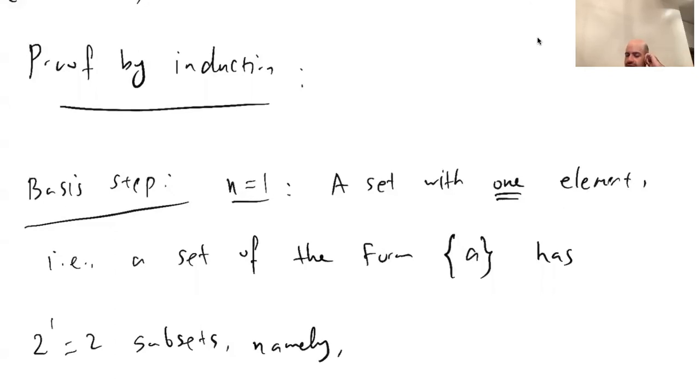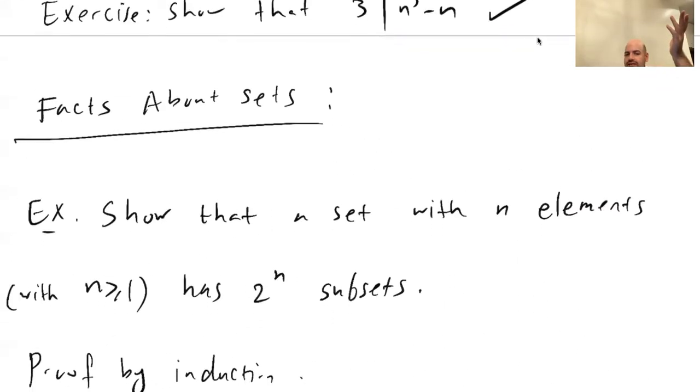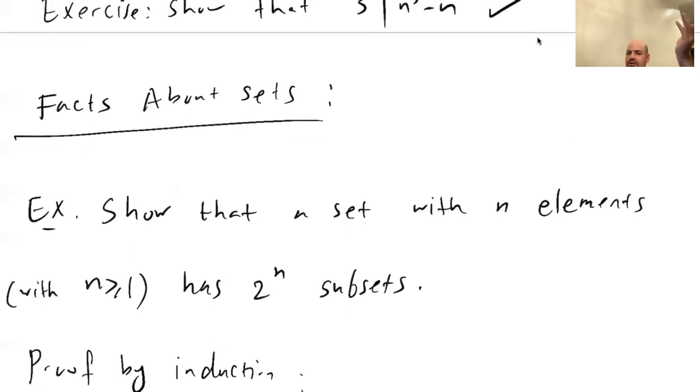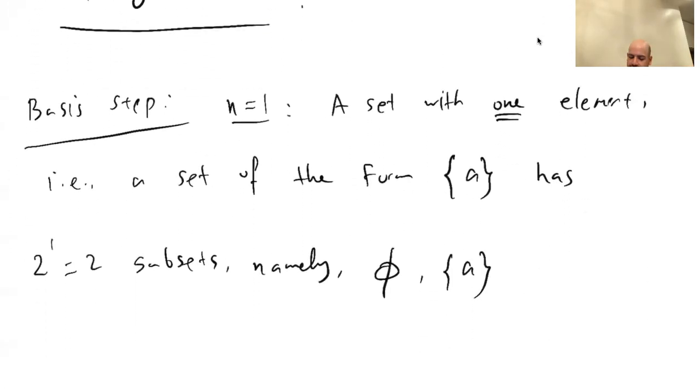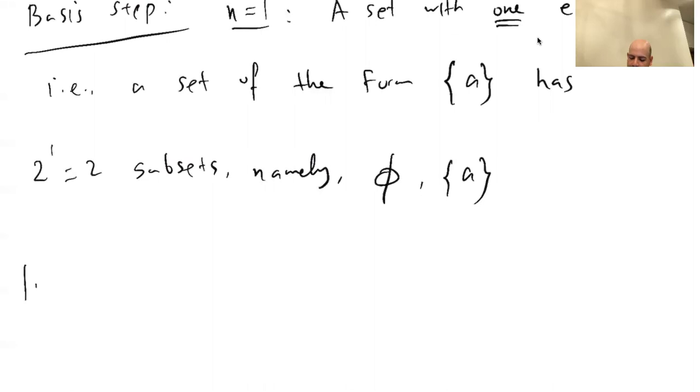What are the subsets of a set of this form? The empty set, which is a subset of every set, and also the set A itself. There is nothing else, right? So it has 2 subsets, and 2 means 2 to the power 1. Therefore, in this case, if n equals 1, the statement has been proved. Because for a set with n elements, we wanted to show that it has 2 to the power n subsets. And then we have to do the inductive step.